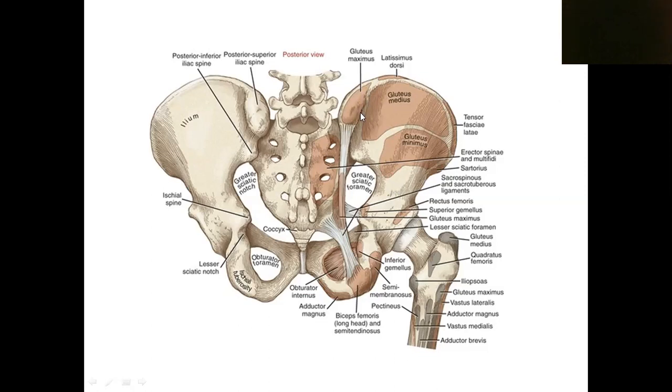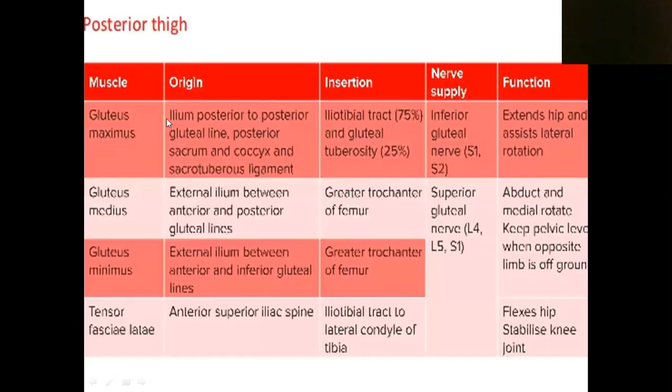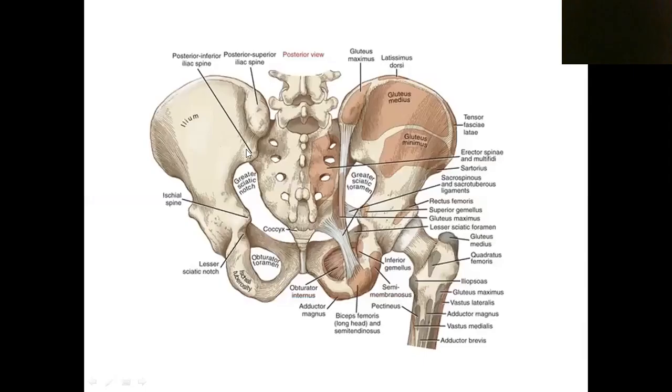What I told about the origin of the gluteus maximus, it arises from the external surface of the ilium posterior to the posterior gluteal line. It means this is the posterior gluteal line, and posterior to that means this colored area. So that point is clear. It arises from the external surface of the ilium. Which part of the external surface? Posterior to the posterior gluteal line.